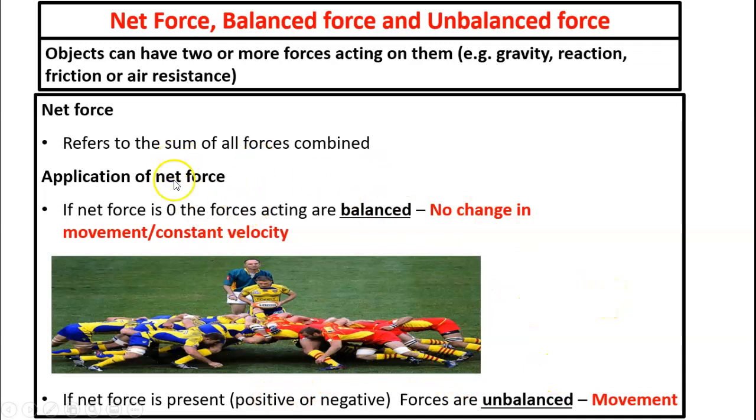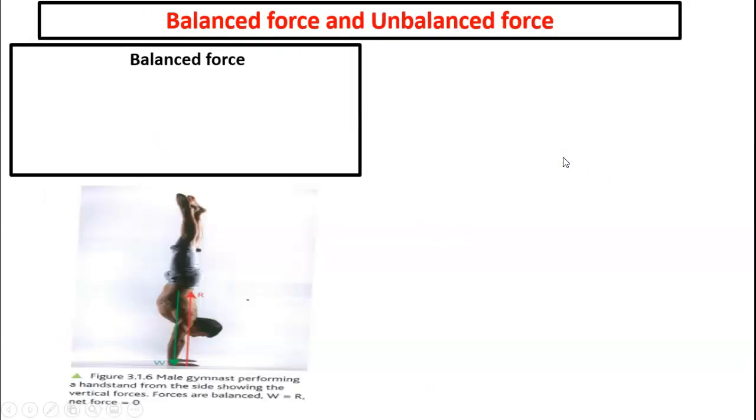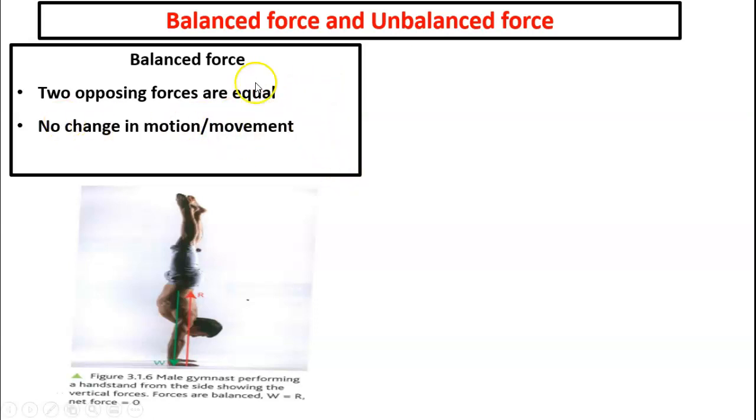Now if you understand this slide, it's really simple to move on, because you could get marks for applying net force and talking a bit about balanced and unbalanced forces, but you could also get direct questions on balanced and unbalanced forces. So when it comes to balanced forces, a balanced force basically refers to when two opposing forces are equal. As you can see here, the force of weight coming down and reaction are equal. You might want to just make a note of that. In this case, reaction and weight are equal in a handstand. That means there is no change in motion or movement.